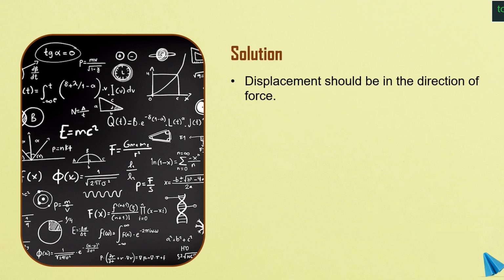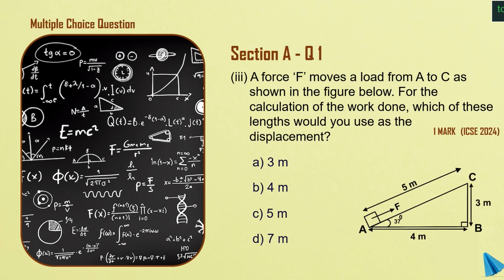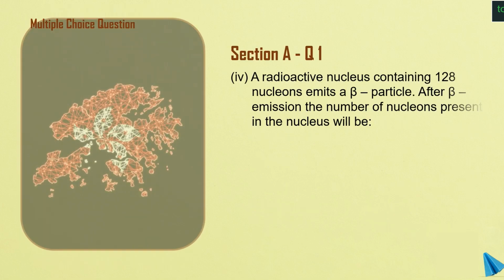So displacement, as we know, should be in the direction of force. So definitely the direction of force, as you see, is towards AC, that is 5 meter. So 5 meter is the final answer. Straightforward, looking at the figure, we can identify the answer. Let us see the next question, that is the fourth question.